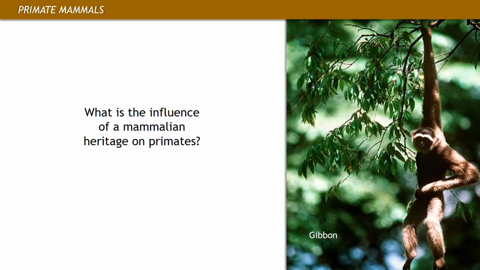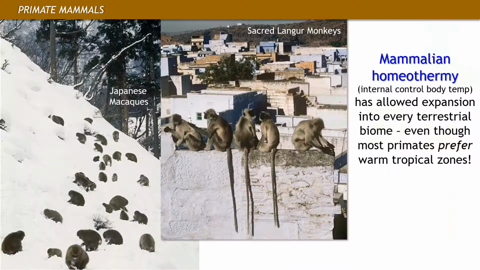So, what is the influence of a mammalian heritage on primates? And this, by the way, is one of the gibbons. On the last slide, you saw an ape that most people know, a gorilla. Gibbons are also apes. There are only 4 types of apes. There are the 2 in Asia, gibbons and orangutans, and then in Africa, we have the gorilla and chimpanzee.